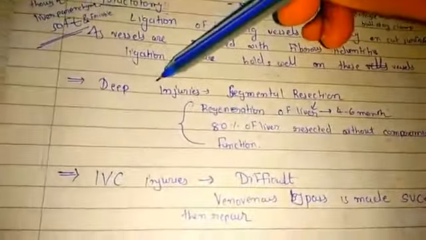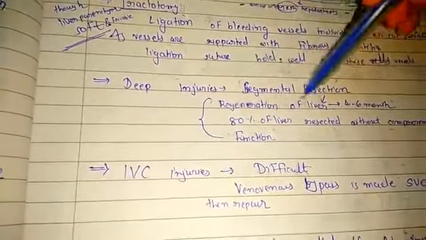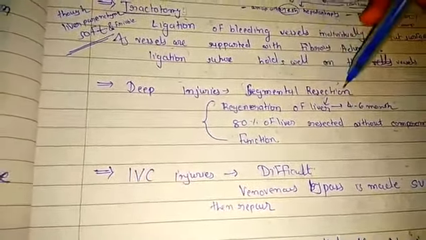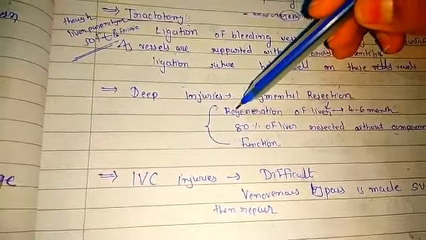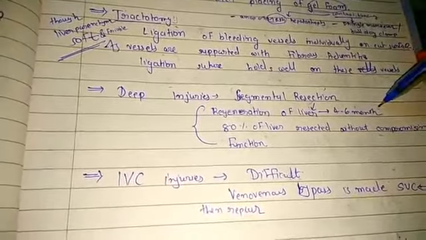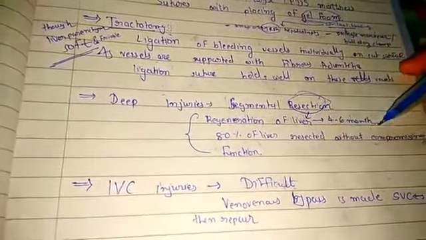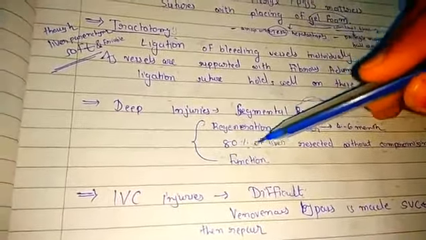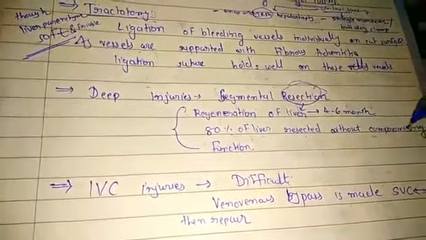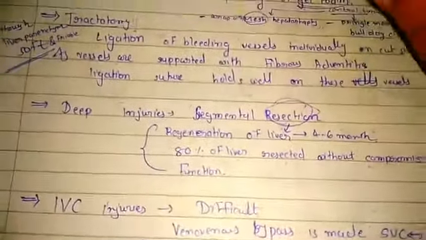Then if there is a deep injury, we can go for segmental resection. If segmental resection is done, regeneration of the liver takes 4 to 6 months. We can resect 80% of the liver without compromising the function.